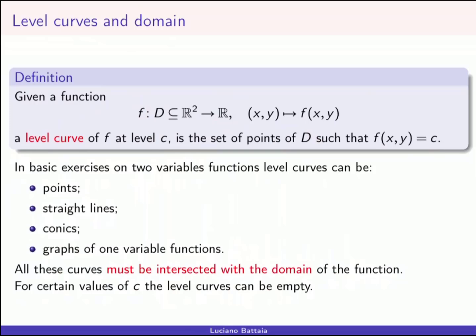In the basic exercises on two variables functions we are interested in, level curves can be points, straight lines, conics, or graphs of one variable functions. All, we repeat, these curves must be intersected with the domain of the function. For certain values of C, the level curves can be empty.